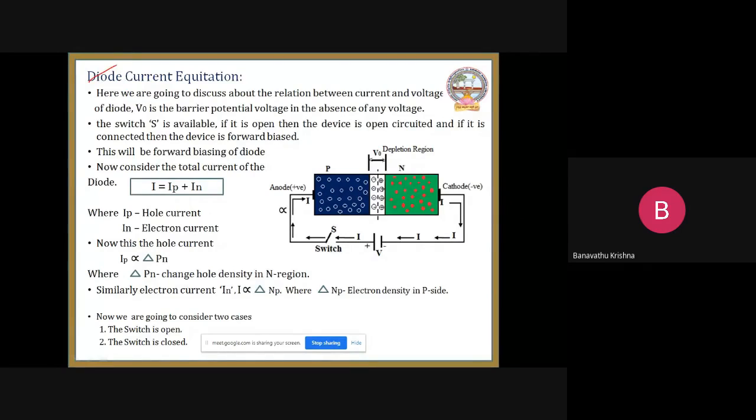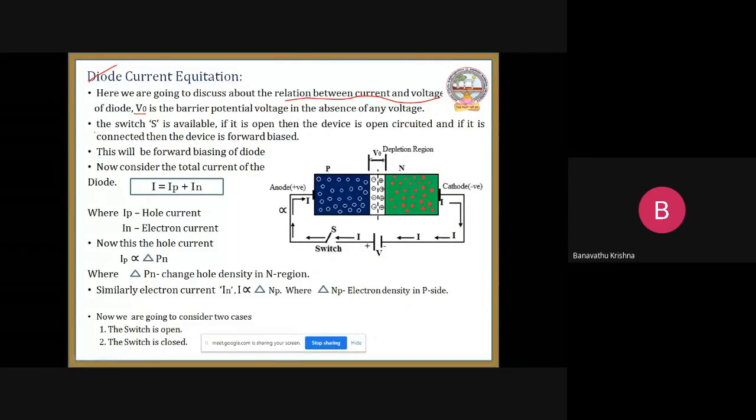Here we are going to discuss the relation between the current and voltage of the diode. As I told you in the previous slide, some current components were discussed. Based on that, here also we can derive the current of a particular PN junction diode. Here V0 is the barrier potential voltage in the absence of any applied voltage.